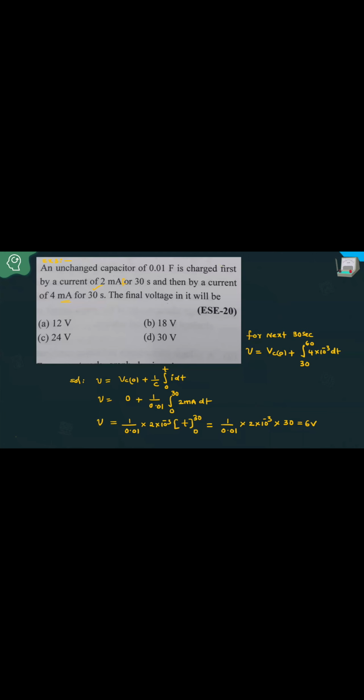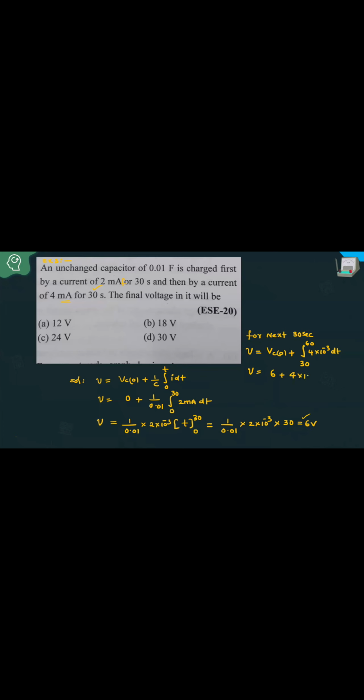Now tell us, friends, what is the initial voltage for the next charging? This is the initial voltage. The voltage across the capacitor is already 6 volts. Before 30 seconds, the voltage across the capacitor is 6 volts. Now I am taking this 6 volts as the initial voltage.